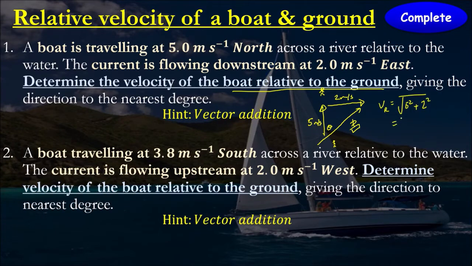If I just get my calculator out, about 5.39 meters per second, rounded off to 3 sig figs. If I look at the angle, okay, that's my adjacent side, that's my opposite side. So I use inverse tan, or tan inverse, 2/5.